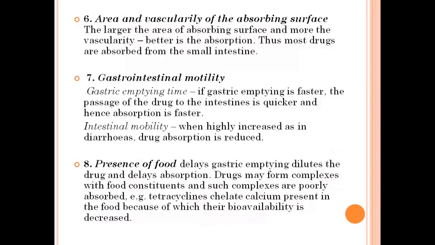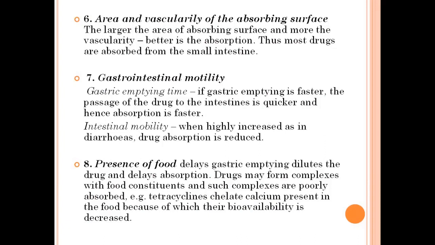Next, area and vascularity of the absorbing surface. The larger the area of the absorbing surface and the more the vascularity, that is, the more the blood supply, the better the absorption. Thus, most drugs are absorbed from the small intestine because the small intestine is a big organ, the surface area of the intestine is more, and there is very good blood supply. So most of the drugs are absorbed from the small intestine.